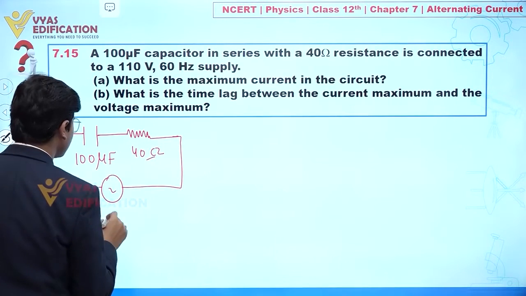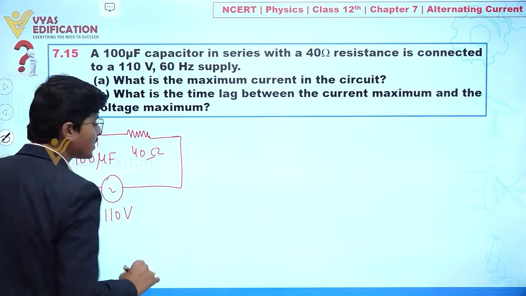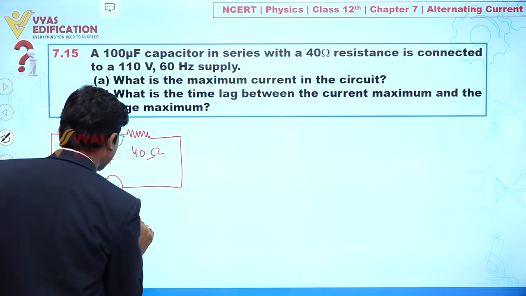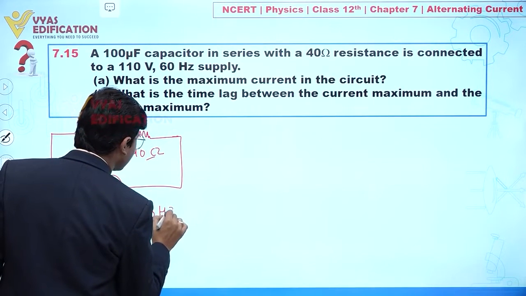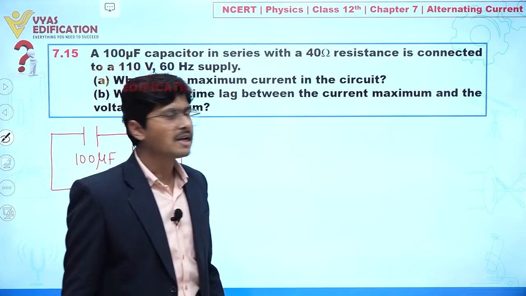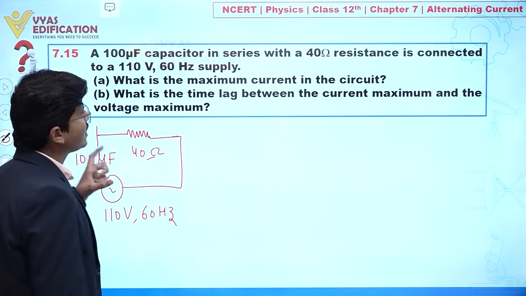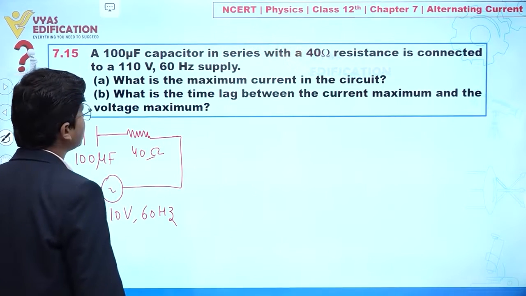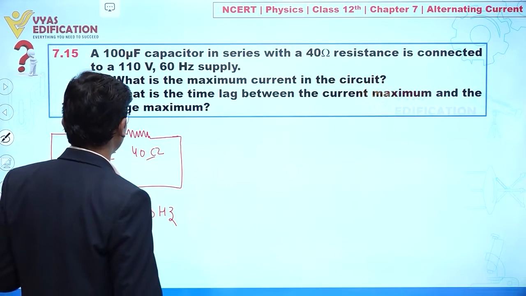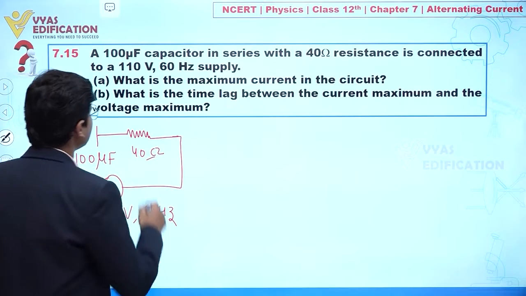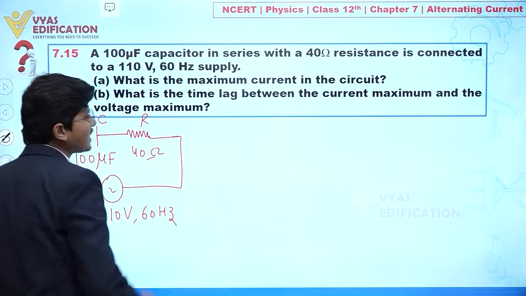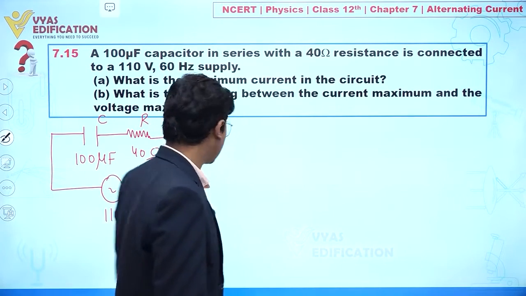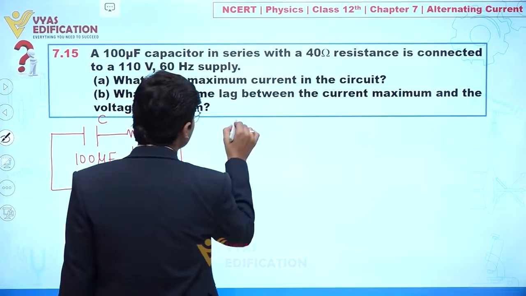It is connected with an AC source, and the value of this AC source is given as 110 volt, 60 hertz. Now from here, what is the value of maximum current in this circuit? Because this is an RC circuit, for this RC circuit we can draw the impedance triangle. How can we draw it?